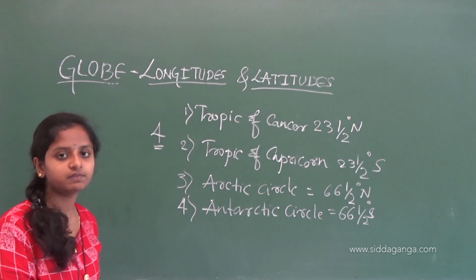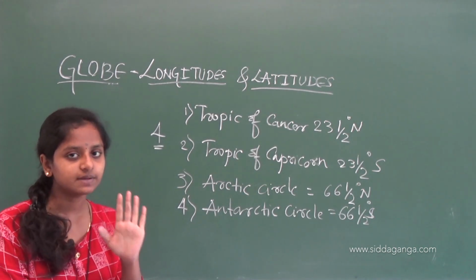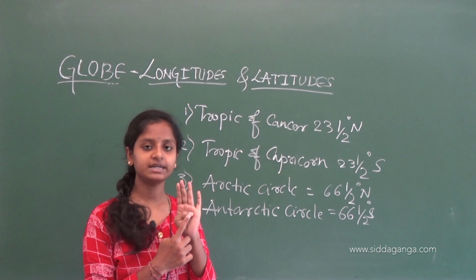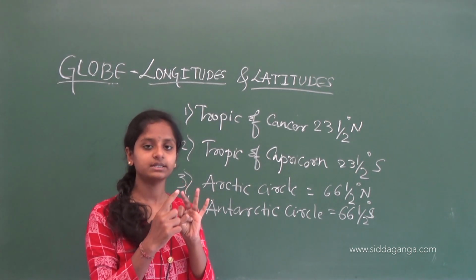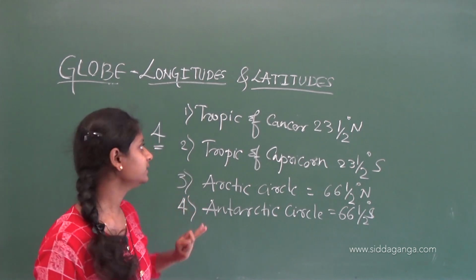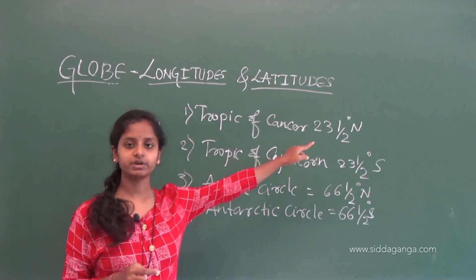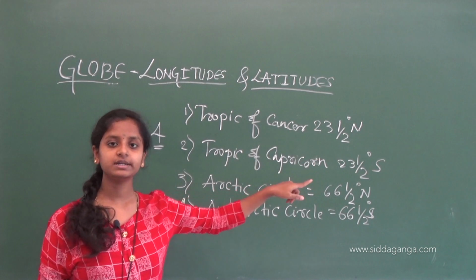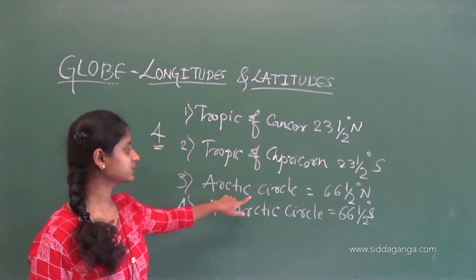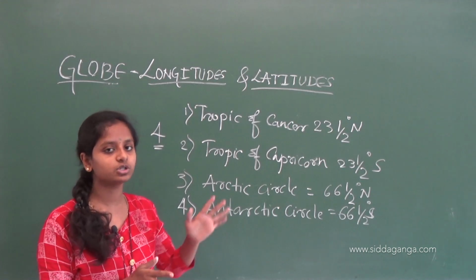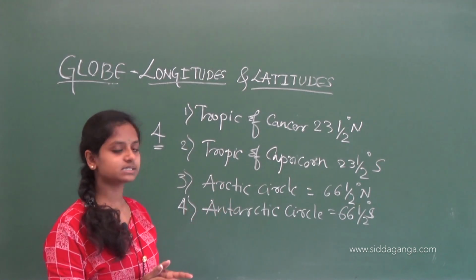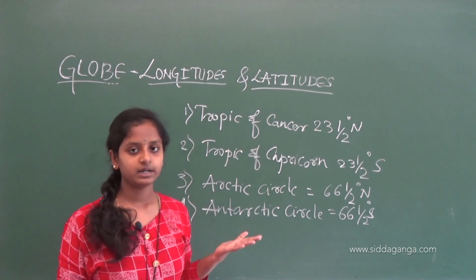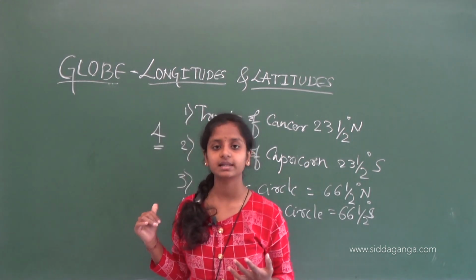So in the total 181 latitudes, there are 7 major important latitudes. They are the poles, that is 90 degrees north and 90 degrees south, and the equator, which is 0 degrees, and the Tropic of Cancer, which is 23.5 degrees north, and the Tropic of Capricorn, that is 23.5 degrees south, and the Arctic Circle, which is 66.5 degrees to the north, and the Antarctic Circle, which is 66.5 degrees to the south.